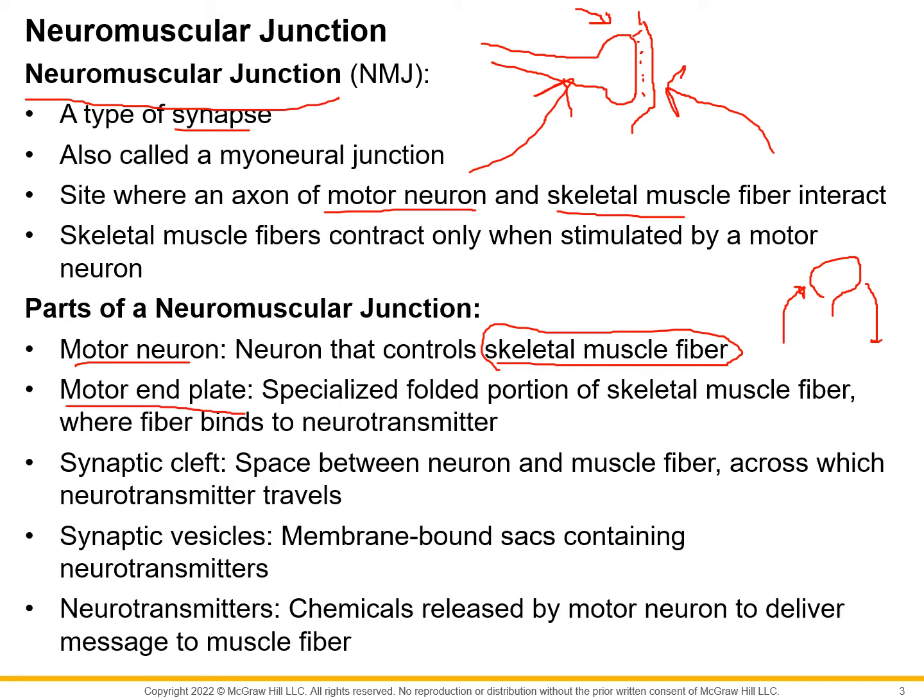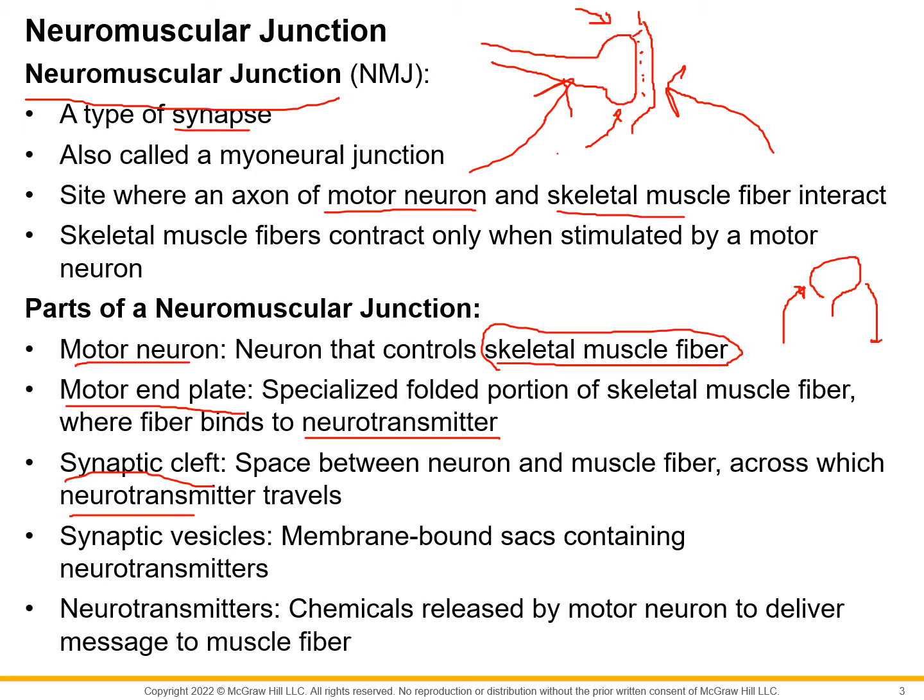The part of the muscle underneath this neuromuscular junction is called the motor end plate. It is going to have a lot of receptors that are designed to bind to the neurotransmitter. The space between the synaptic bulb and the motor end plate is called the synaptic cleft. There is a very, very small opening between the neuron and the muscle, and this is where the neurotransmitter gets released.